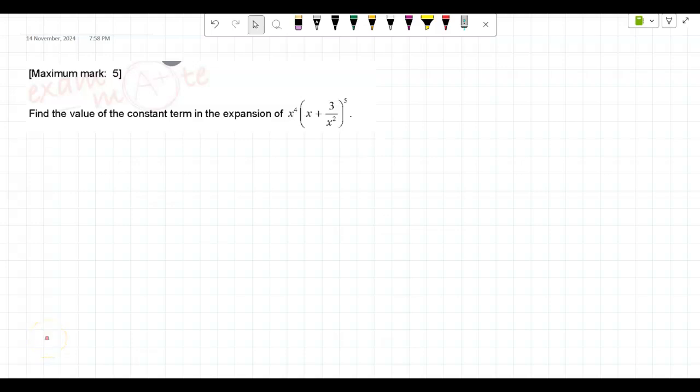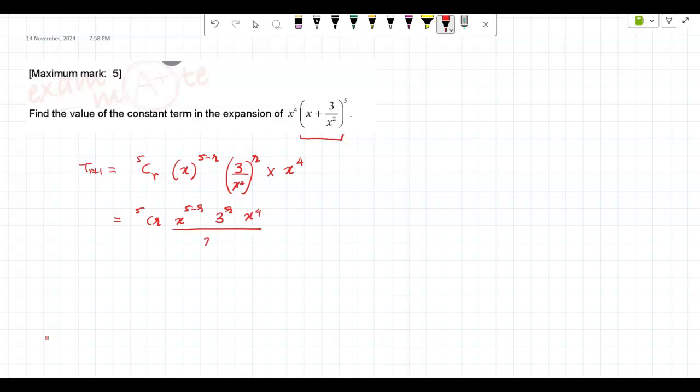I'll first take the general term of this bracket. So T(r+1) is equal to 5Cr, a raised to 5 minus r, then 3 raised to r, x raised to minus 2r. And this will also get multiplied by x raised to 4, because every term is getting multiplied by x raised to 4. So now you have 5Cr x raised to 5 minus r, 3 raised to r, x raised to 4 upon x raised to 2r.